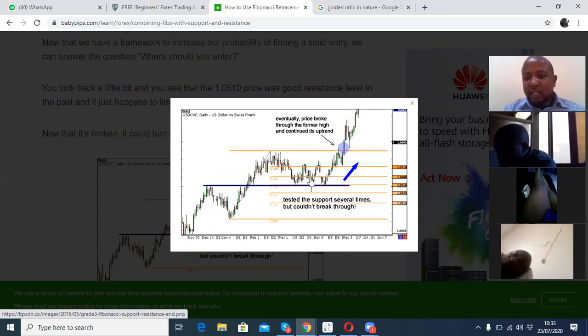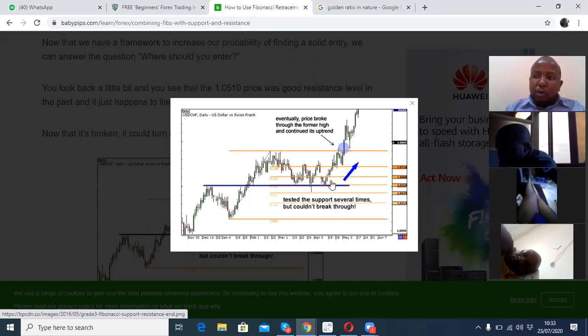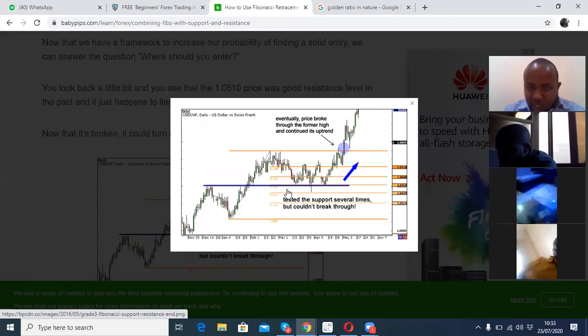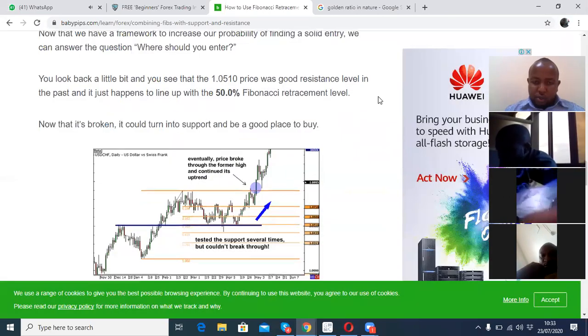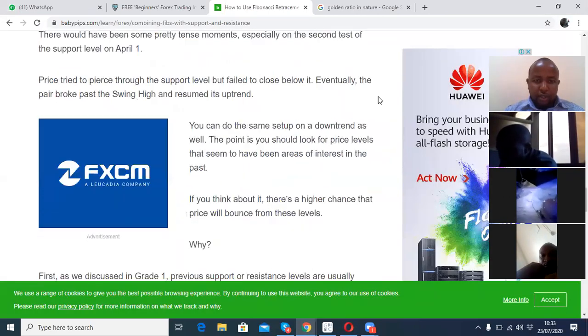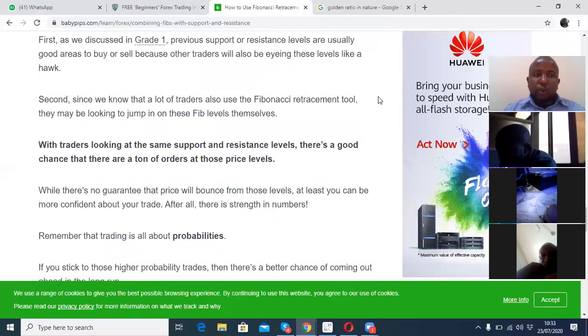They're usually more than 10, or they are very, very many candles. The moment you see the presence of so many candles, always remember that forms a very strong support. And this was around, you can see, the 50% mark. So let me continue. Okay, so with traders looking at the same support and resistance levels, there's a good chance that there are a ton of orders at those price levels.